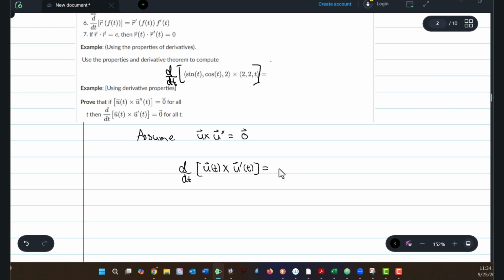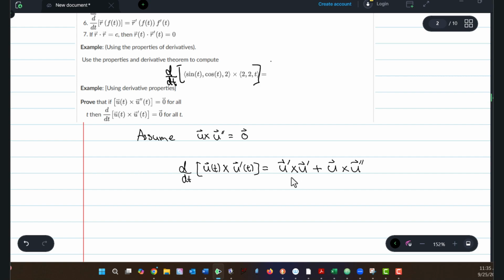We don't know that's true yet, so we're going to use the properties to just find another way of writing this expression. So the product rule for the cross product for the derivative of vector valued functions is you take the derivative of the first, cross it with the second, then take the first, cross it with the derivative of the second, add the result.